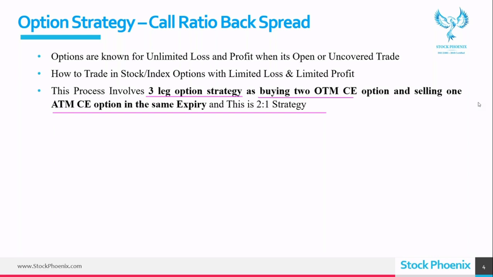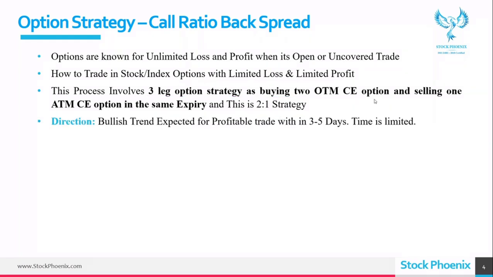In the previous strategy, we bought 1-lot ATM and sold 1-lot OTM at the third strike or fourth strike, maybe third strike. Here we'll be selling 1-lot ATM call and buying 2-lot OTM call. Both are in the call option only.